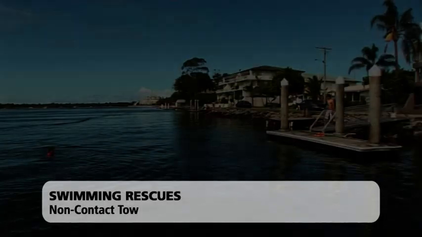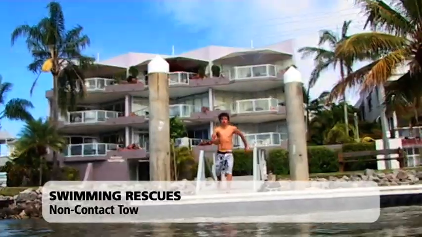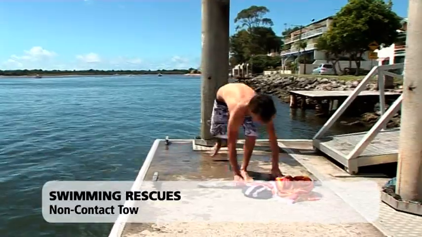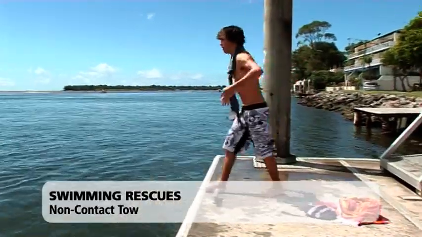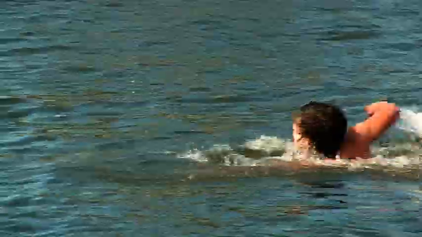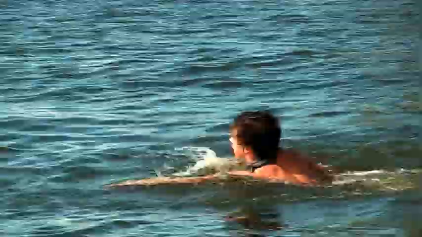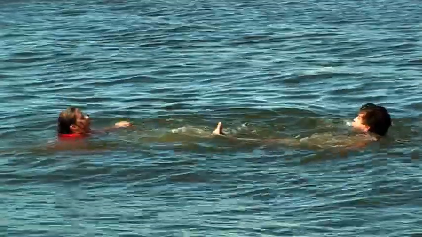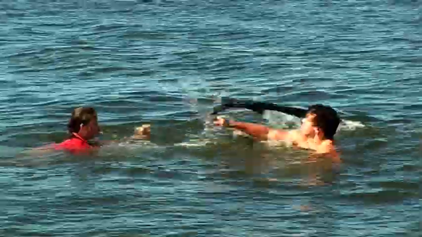Non-contact tow. If you must perform a swimming rescue and there are no buoyant aids for use in an accompanied tow, your next choice should be a non-contact tow. Using either a rigid or non-rigid aid, swim out to the person in difficulty, giving encouragement. Adopt a defensive position and offer them the aid, in this case a shirt.